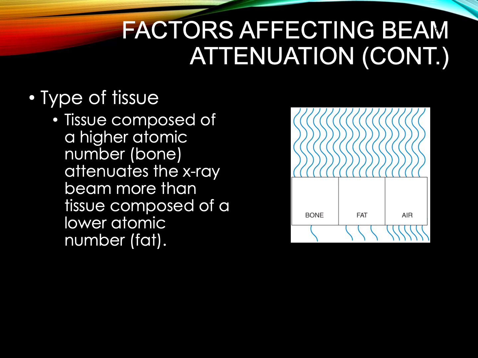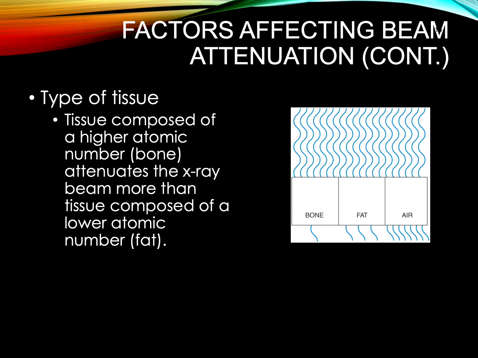Tissue composed of a higher atomic number, such as bone, attenuates the X-ray beam more than tissue composed of a lower atomic number, such as fat. The higher atomic number indicates there are more atomic particles for interaction with the X-ray photons. X-ray absorption is more likely to occur in tissues composed of a higher atomic number when compared with tissues of a lower atomic number. Tissues that absorb more X-rays demonstrate increased brightness. That's going to be displayed in the digital image. Tissues that transmit more X-rays absorb fewer X-rays, demonstrate decreased brightness displayed in the digital image.